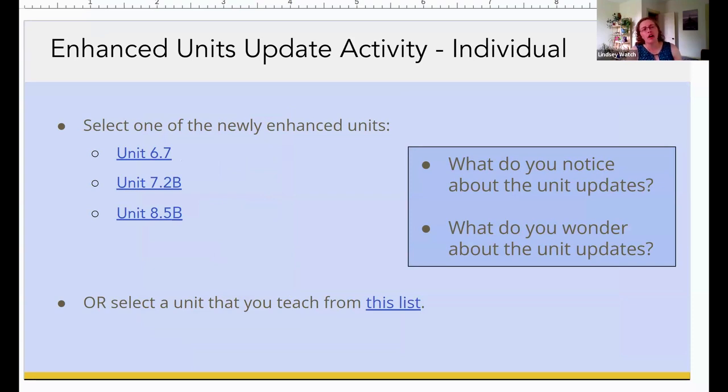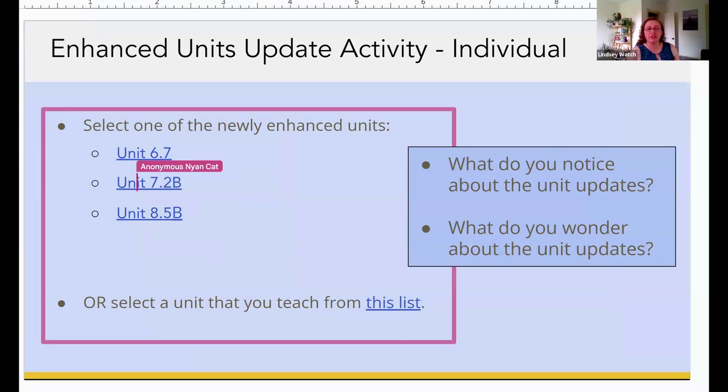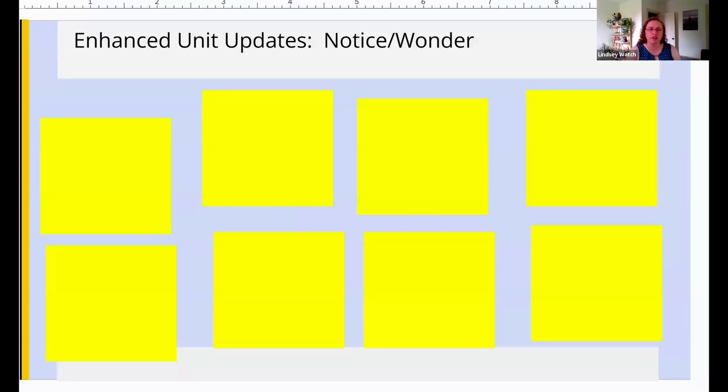This will be an individual activity. If you aren't interested in one of those units, or you don't teach those, or it's not in your scope and sequence, we'd like you to select a different unit from the list. Maybe one where you think, gosh, I'd really like to check out the new version of this one. Find a unit you're interested in and do a quick notice and wonder. Looking at that unit's updates overview document, what do you notice about the unit updates, and what do you wonder about the information we've given you there?